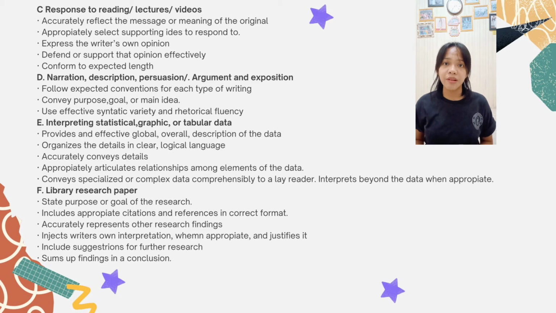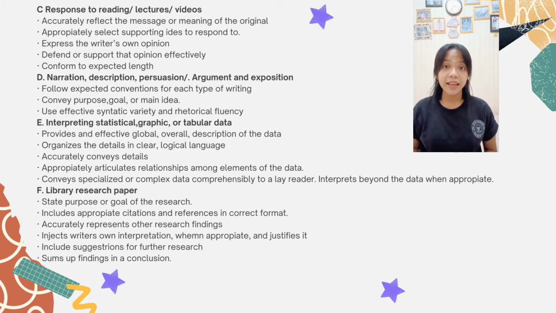And D is narration, description, persuasion, argument, and exposition. It follows the expected conventions for each type of writing, conveys purpose, goal, or main idea, and uses effective syntactic variety and rhetorical fluency. And E, interpreting statistical, graphic, or tabular data.